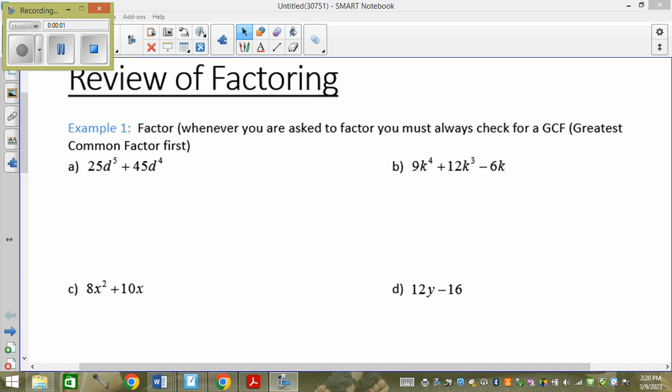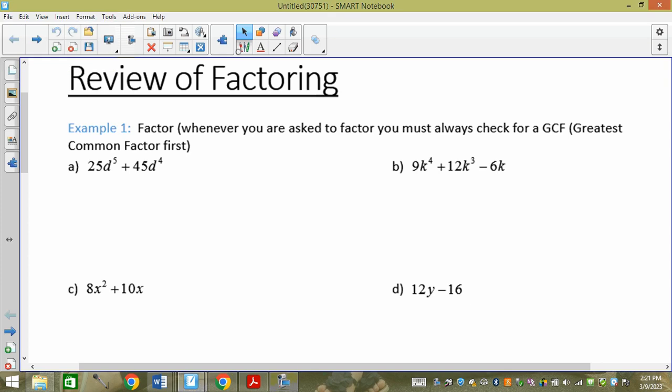So we have review of factoring. Whenever you're asked to factor, you must always check for GCF first. So the very first thing you want to do whenever you're doing any type of factoring is see if you can take out a greatest common factor. So for this first one, can I take any number out of 25 and 45? 5.